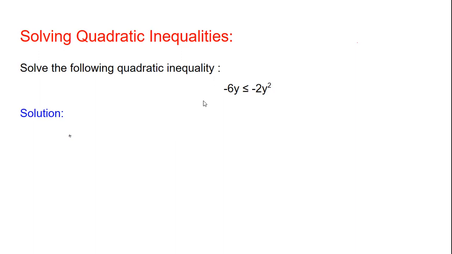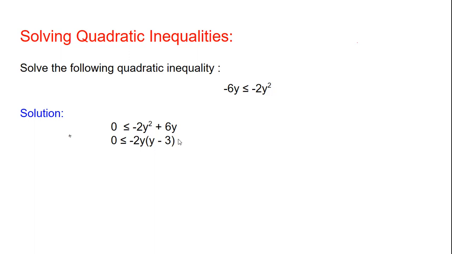So here's our solution. We take the minus 6y to the right hand side and it becomes a plus 6y, as you can see over here. So we took this minus 6y to the right hand side to become a plus 6y. Next, we take minus 2y as a common factor. So you have 0 being less than or equal to minus 2y times y minus 3.